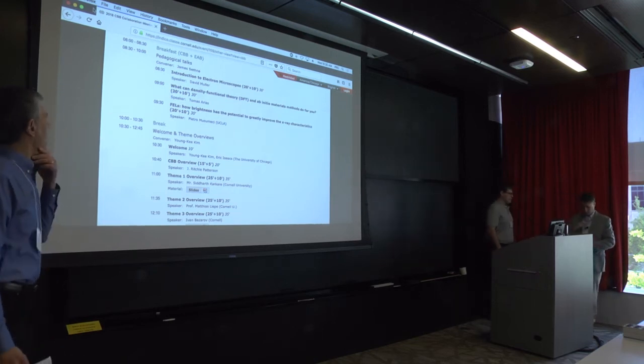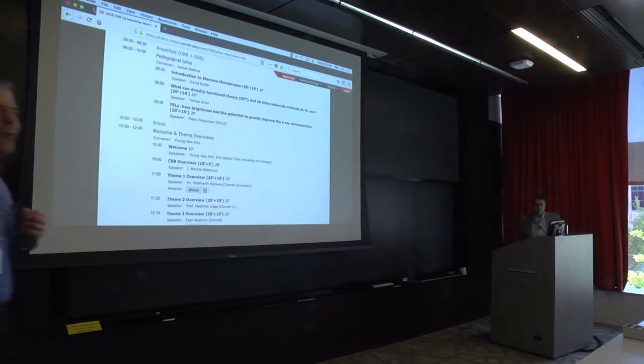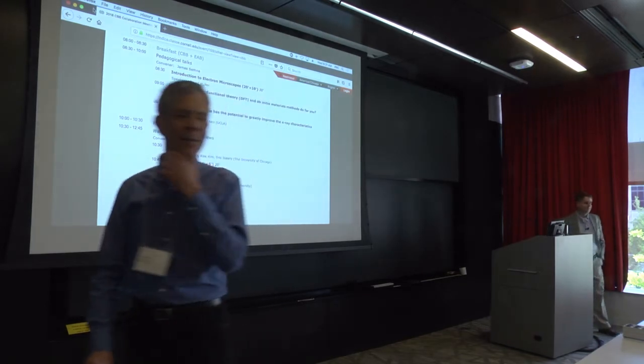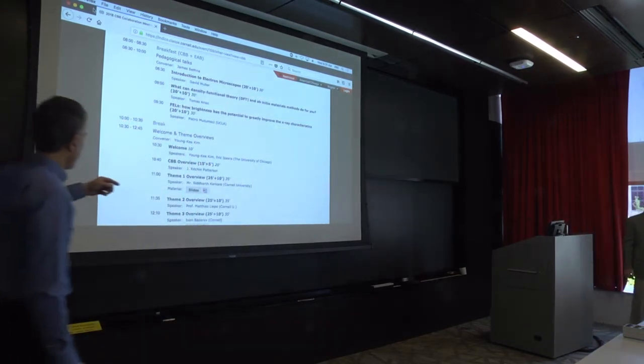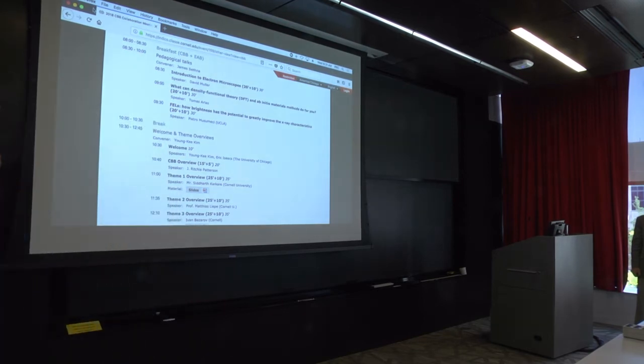Then Thomas Arias will tell us about density functional theory, which is a tool that has been incredibly useful in figuring out materials questions that allow us to make good choices in the experiments. And then again, 20 minutes for Pietro to tell us about free electron lasers.